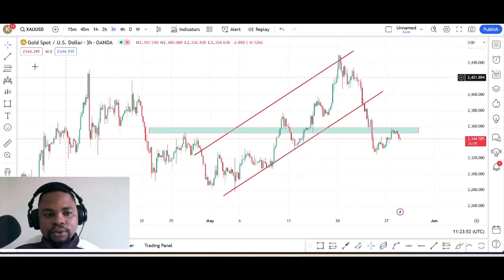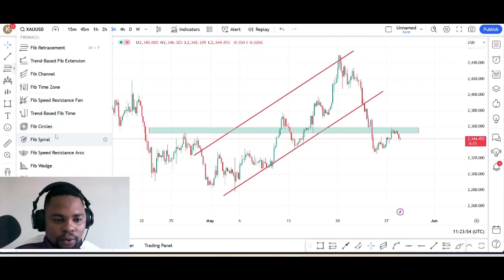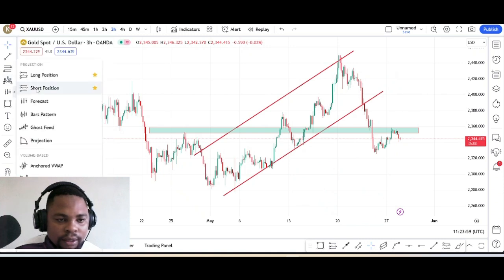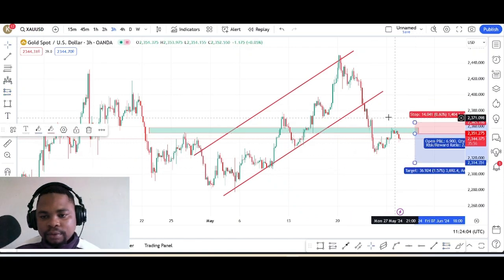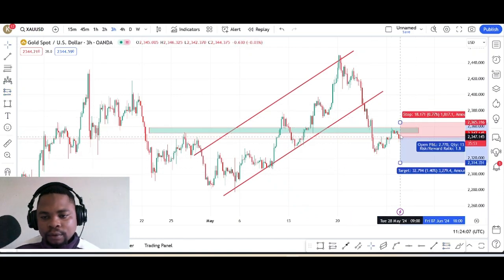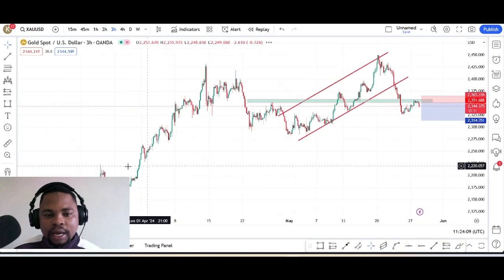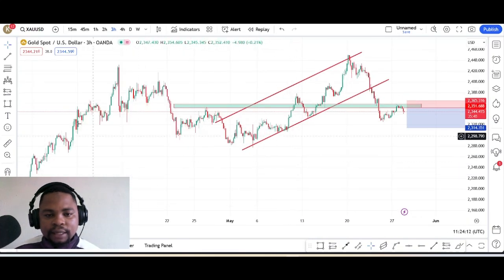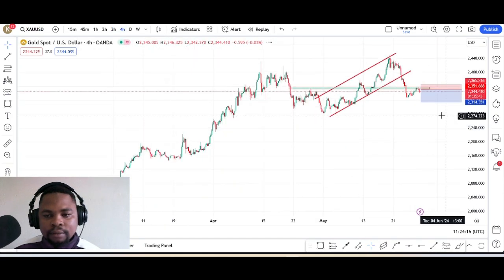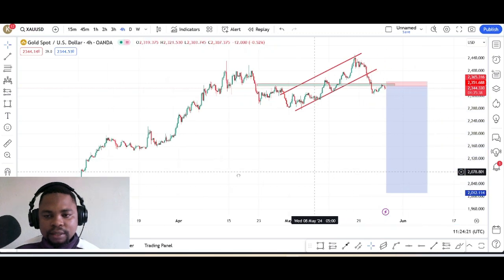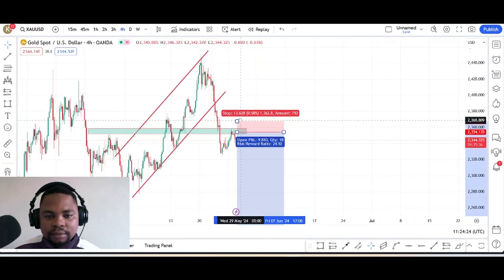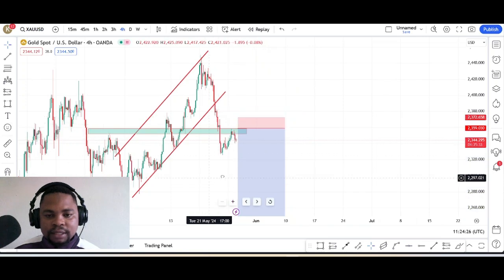I can't see it. I wanted to look for, okay, I got it. I'm looking for a short position. Looking for a short position. And if I'm looking for this short position, I think I can gladly put my take profit somewhere here still, and my stop loss may be somewhere here.